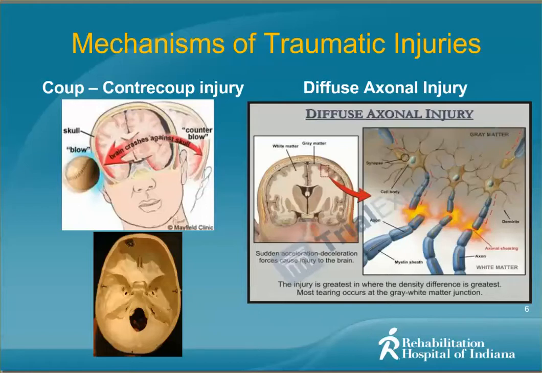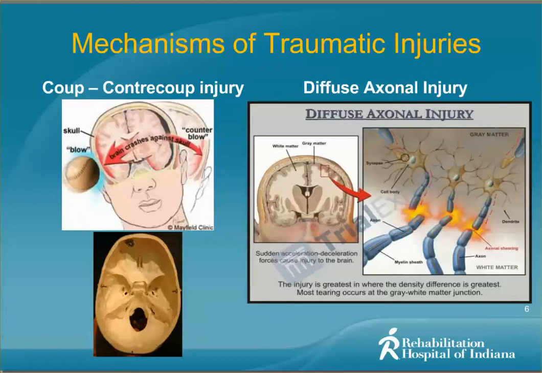And so a lot of contusion, bleeding, bruising can occur in those areas. Now moving on to diffuse axonal injury. This refers to damage that occurs over a more widespread area as compared to a focal brain injury.